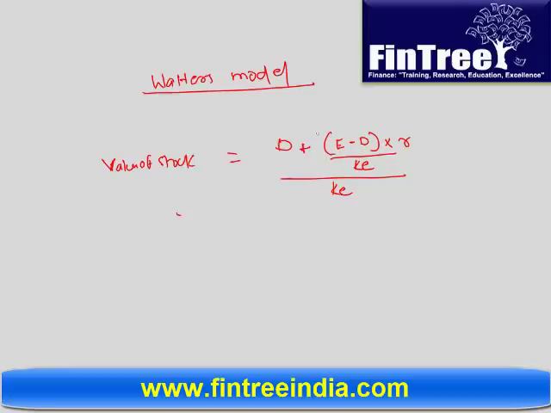So you can rewrite this formula. You can say D plus E minus D into R by K divided by K again. This is how you would find it in your textbook. Okay, but writing it in this fashion makes more sense. It tells you what exactly is happening here.